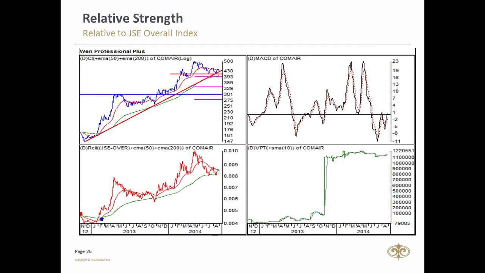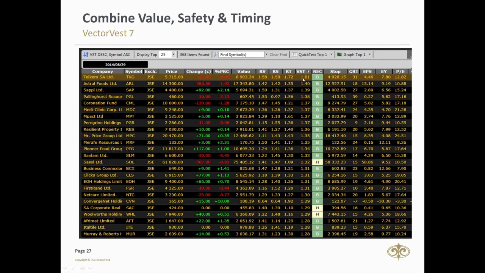So I came across a program quite a few years ago, and I know some of you were on my webinar last week. It's a company called VectorVest. I use it a lot. What I like about it, it combines the fundamentals and technicals for me already. Okay, so it brings in the value plus the timing, as well as the safety or the quality rating.